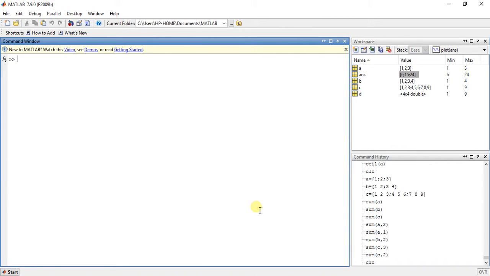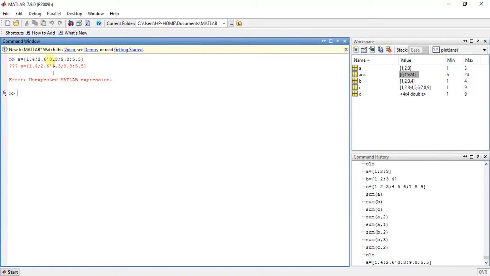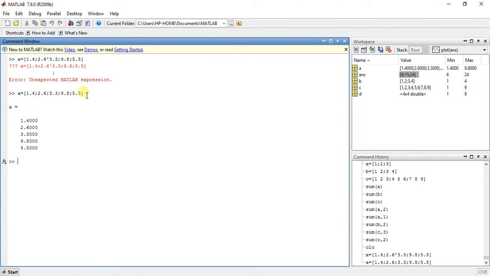So let's take matrix A which has some values like 1.4, 2.6, 3.3, 9.8, 5.5. Something went wrong, this comma. Okay, so now we have a matrix which has some values in double precision or something like that.